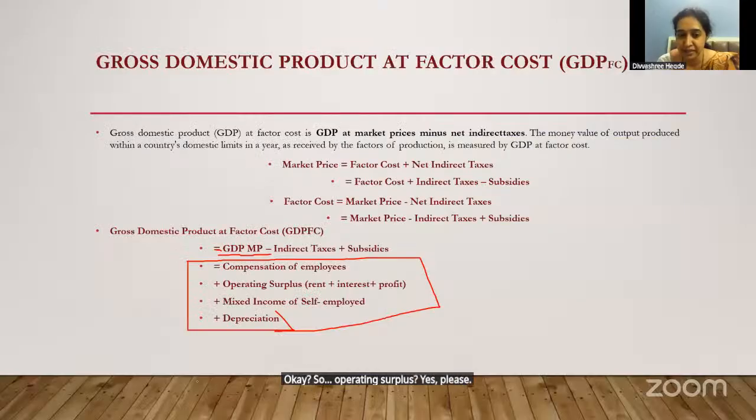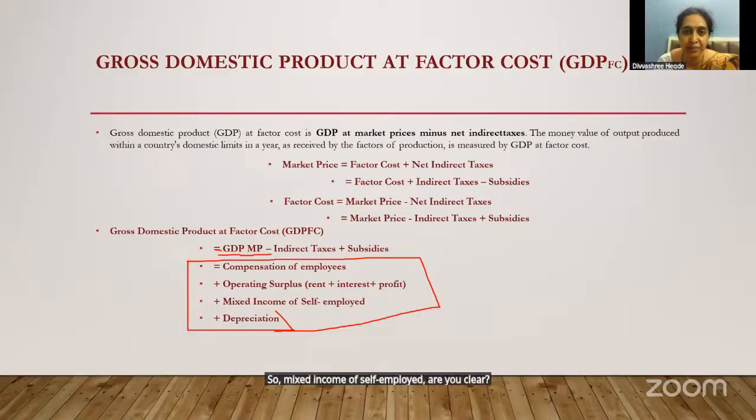So operating surplus, yes, please. Which type of questions are asked from this part? We will discuss that after this. First, please try to understand the logic behind it and remember these things. This cannot be learned by heart. You have to understand with the logic. Okay, I will come to that. So mixed income of self-employed.